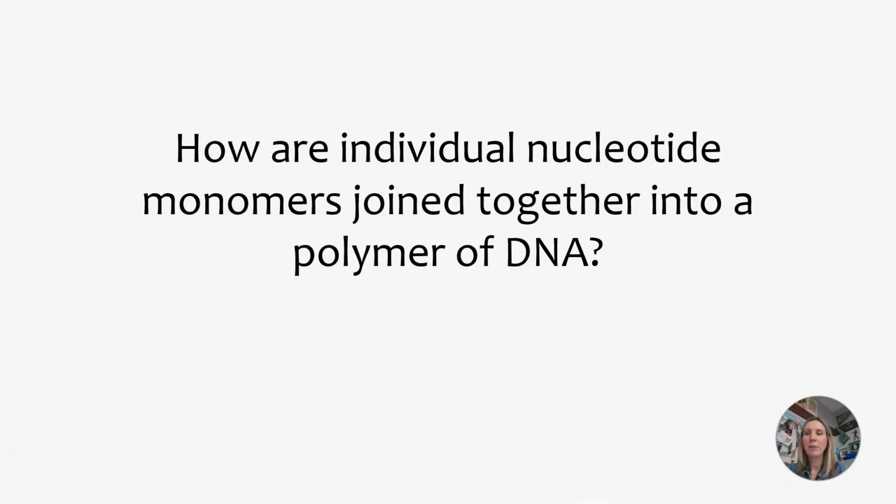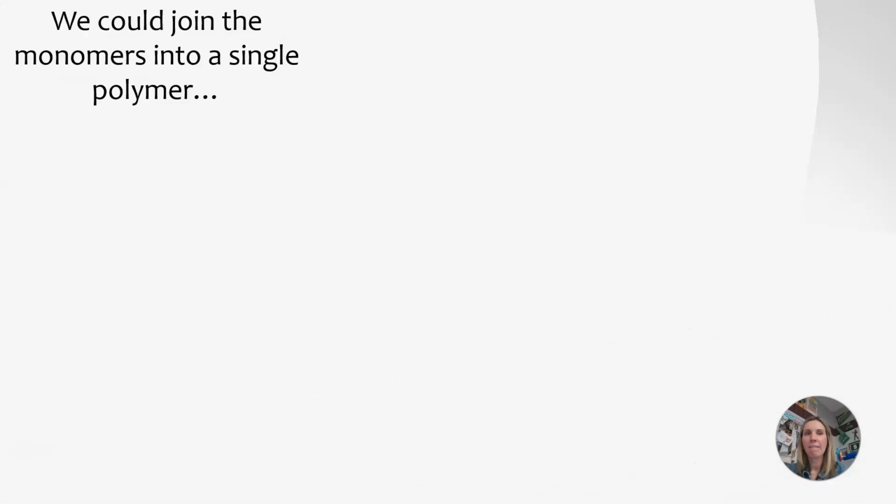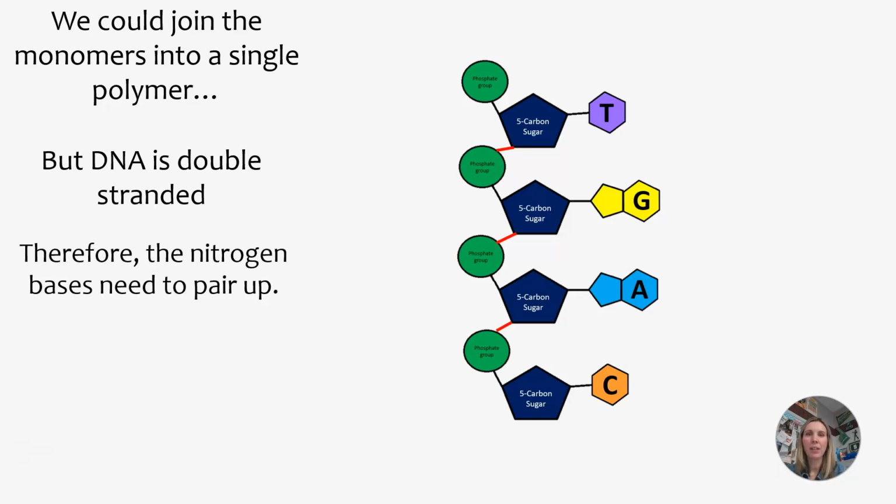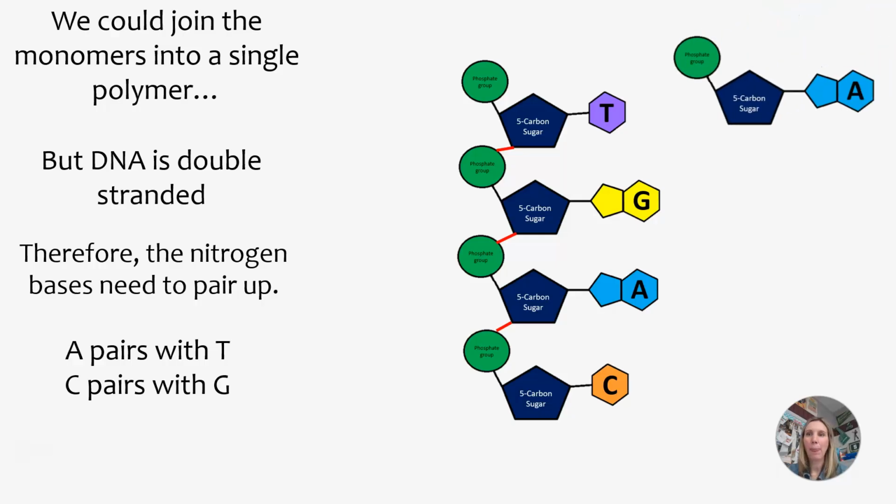So let's talk about how we build DNA. So we can join these nucleotide monomers into a single chain, which you will see with RNA, but in DNA it is double-stranded. So how do we get the other side? So if we take a look, the way that we join the two sides of our molecule together is through interactions between the nitrogen bases. So A pairs with T and C pairs with G.